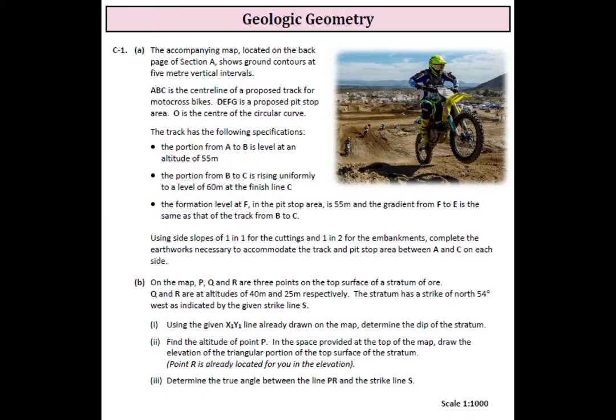So part B of this question is dealing with stratums of ore. So on the map, P, Q and R are 3 points on the top surface of a stratum of ore. Q and R are at altitudes of 40 and 25 respectively. The stratum has a strike of north 54 west as indicated on the given strike line. Using the given x1y1 line already drawn on the map, determine the dip of the stratum. Part 2 of this is then to find the altitude of point P in space provided at the top of the map. Draw the elevation of the triangular portion of the top surface, and then determine the true angle between the line PR and the strike line S.